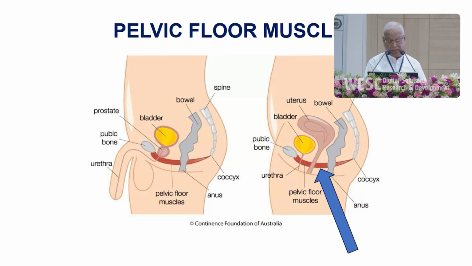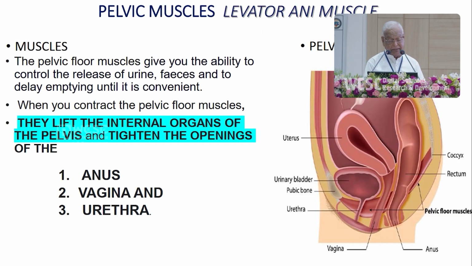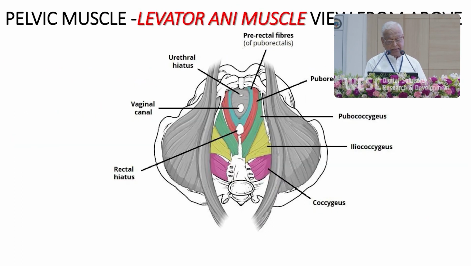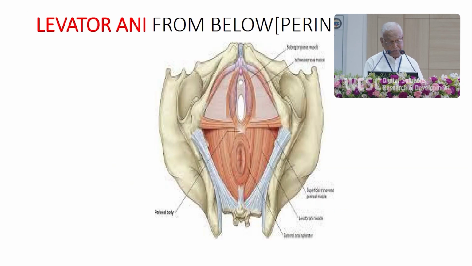And in this Kundi we have three openings: anus in the front, vagina in the middle, and urethra in the posterior aspect. So the floor, which contains multiple muscles, when we see from above, this is the picture, and when we see from below, this is the picture.